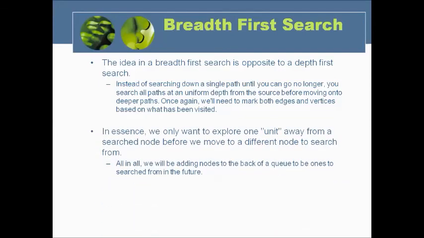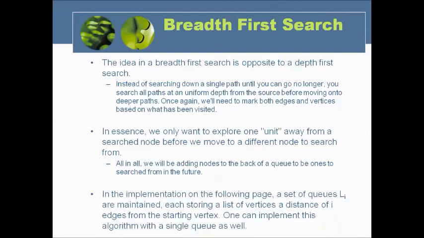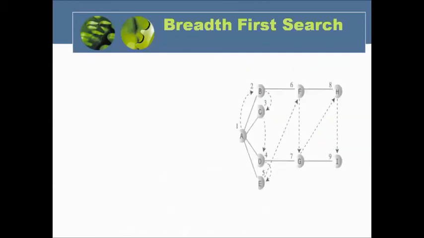In essence, we only want to explore one unit away from a search node before we move to a different node to search from. All in all, we will be adding nodes to the back of a queue to be the ones to be searched from in the future. In the implementation on the following page, a set of queues is maintained, storing a list of vertices a distance of i edges from the starting vertex. One can implement this algorithm with a single queue as well.